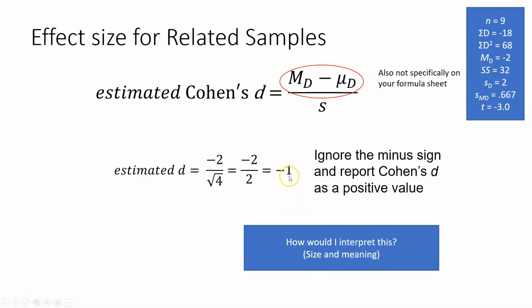Hopefully, you said that this was a large Cohen's d because remember the outline is 0.2, 0.5, 0.8. And a Cohen's d of 1 is larger than 0.8, so we would say this is a large Cohen's d. In terms of what it really means, hopefully you said this means that when people swear, they have pain scores that are 1 standard deviation less than if they don't swear.